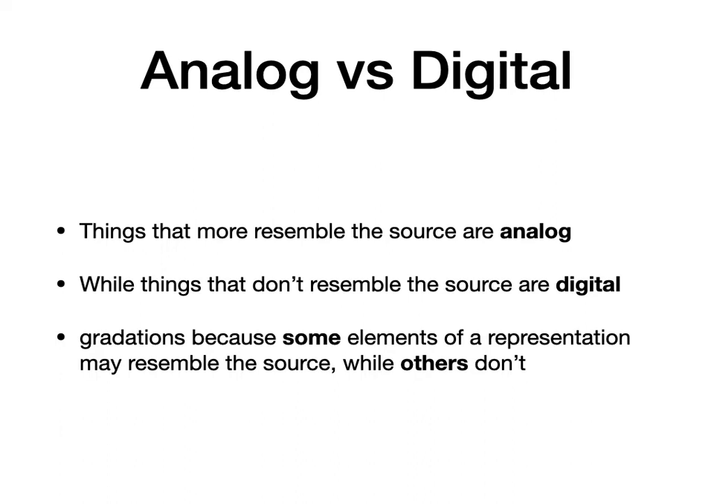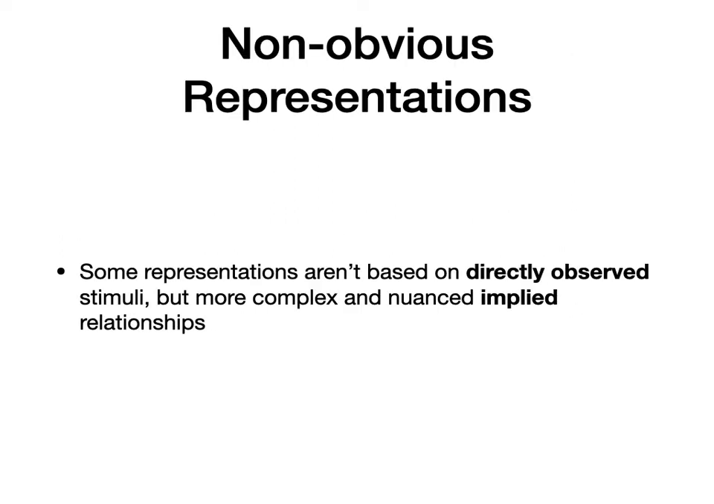So analog versus digital. That's just a good thing to understand. It's a good dimension to understand about how a representation falls on this spectrum. Now, another interesting thing. There are also non-obvious representations. Some representations aren't based on directly observed stimuli, but are more complex and nuanced about implied relationships. So we're stepping away from even the nice, happy, concrete things that we must force our brains to abstractly represent, and moving into a space of invisible, strange, social things that the brain must be forced to represent.